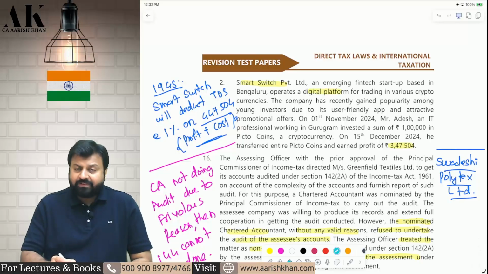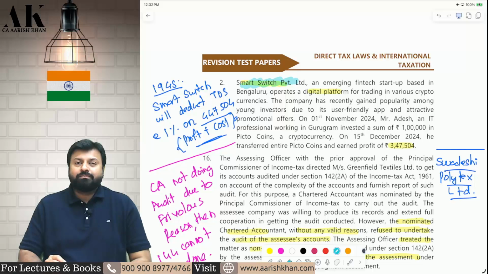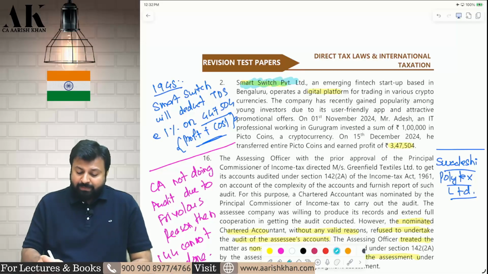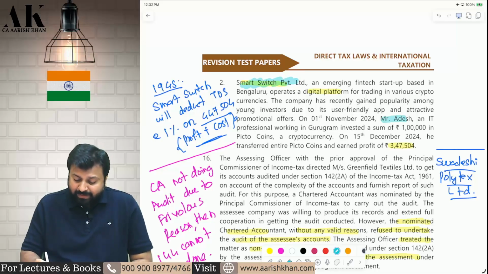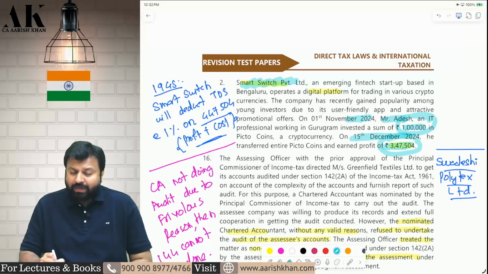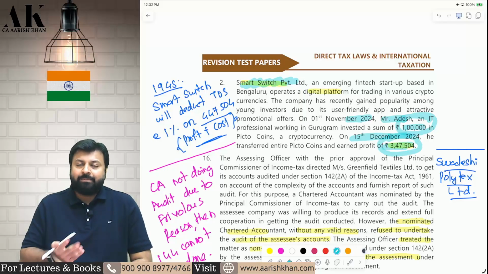Second question of TDS. Smart Switch Private Limited. It's a platform which is selling cryptocurrencies, like CoinDCX, WazirX. Now, Mr. Aarish has purchased some cryptocurrency for 1 lakh rupees in November 2024, and he has sold that cryptocurrency in December 2024 at a profit of 347. Therefore, he has purchased for 1 lakh and sold at a profit of 347. Therefore, he has received 447. Selling price is 447.